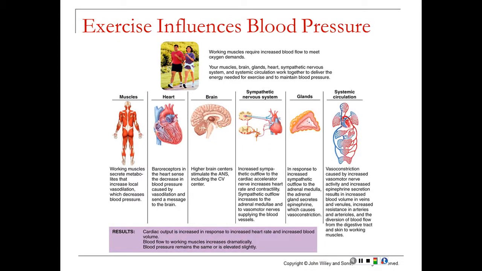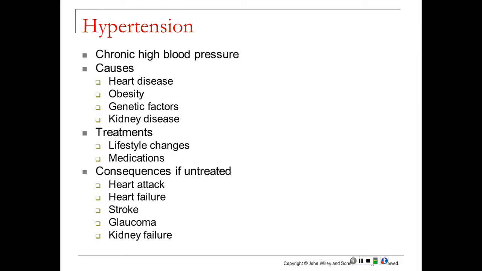Increased resistance in the arteries and arterioles, as well as the diversion of blood flow from the digestive tract to the skin and the working muscles. So in other words, it's going to help to balance everything out. Ultimately, the results are an increased cardiac output, increased heart rate, and increased blood volume. The blood flow to working muscles is increased dramatically. Blood pressure is going to remain the same or maybe slightly elevated, but it's not going to go off the charts. Let's talk about when it does go off the charts.